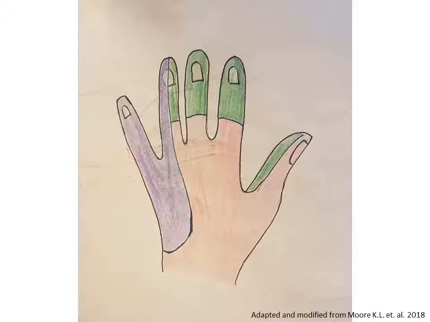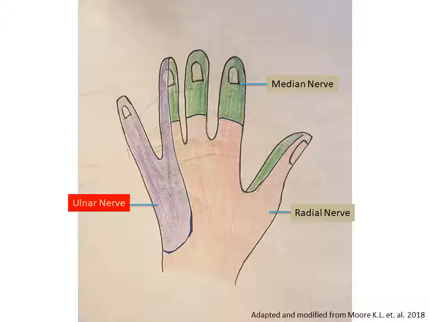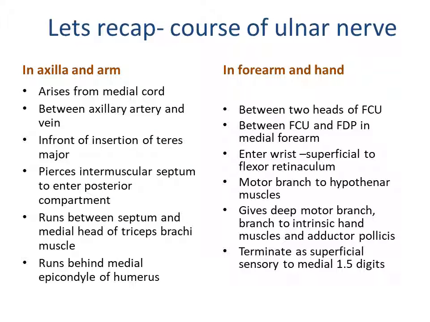In the dorsal surface, the dorsal cutaneous branch supplies the medial side of the skin of the hand and the medial 1.5 digits as shown. This dorsal cutaneous nerve was given out before the ulnar nerve entered the wrist, meaning if there was a lesion or an injury at the wrist, the dorsal sensation will be spared. The median nerve supplies the digits as shown, and the radial nerve supplies the rest of the dorsal surface of the hand. Let's now recap the course of the ulnar nerve.